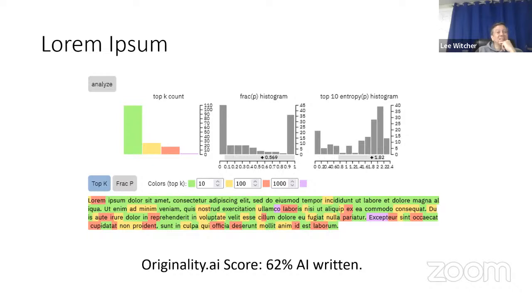And this you see a lot. So even Originality AI says that's AI written, because again, it appears so frequently in the corpus. I was just trying to think of what are all the things that appear a lot of times in a training set that would trigger AI detection.